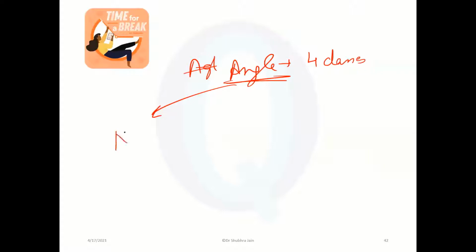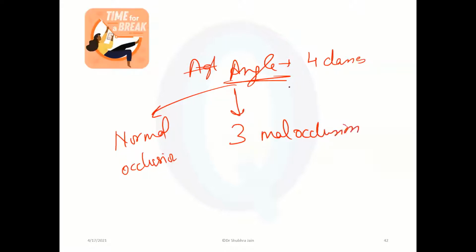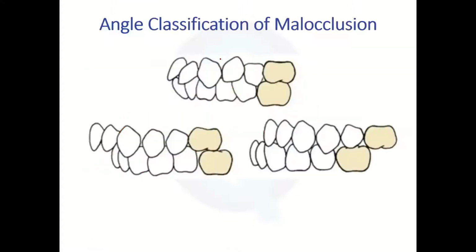Okay, so first was normal occlusion and 3 classes of malocclusion. So you need to remember this, that Angle classified in 4 classes: normal occlusion, class 1 malocclusion, class 2 malocclusion, class 3 malocclusion. There were 3 classes of malocclusion, but there was 1 class of normal occlusion as well.